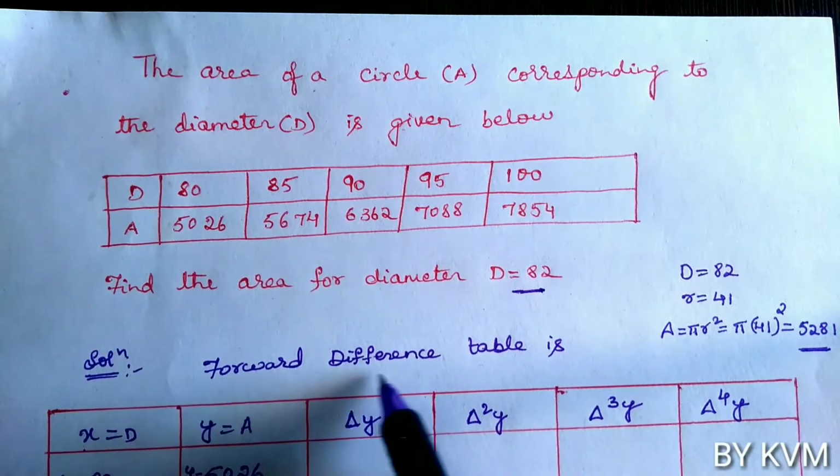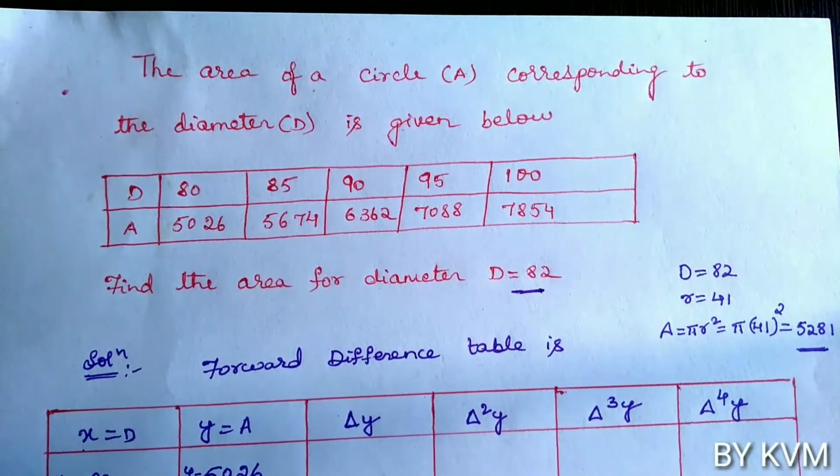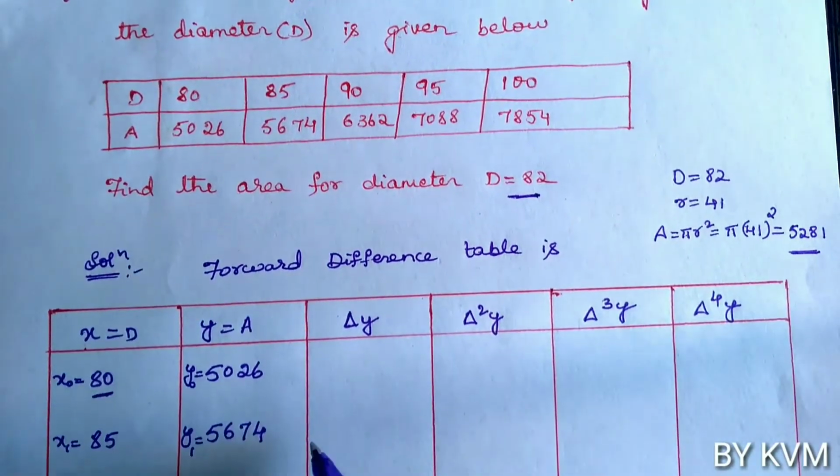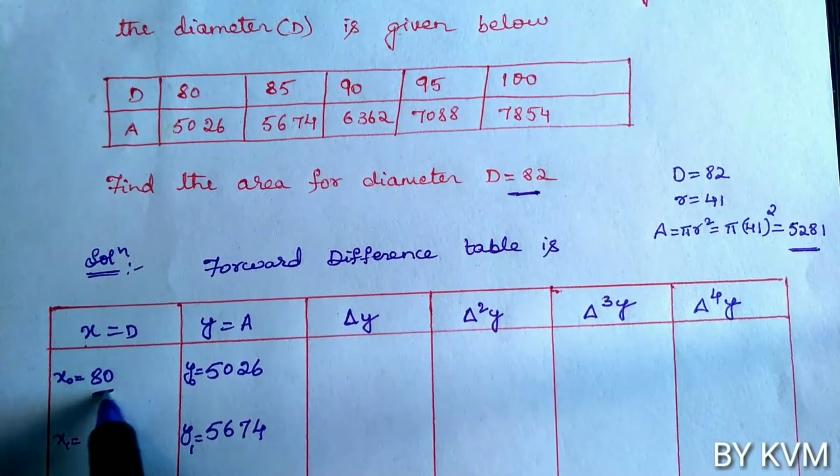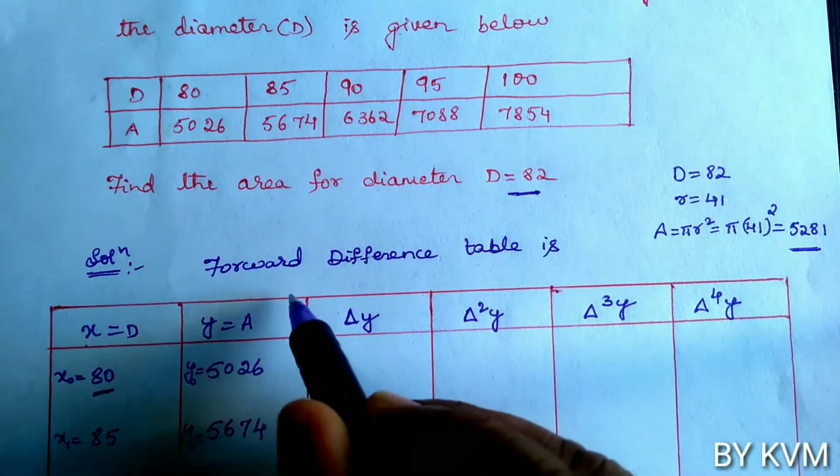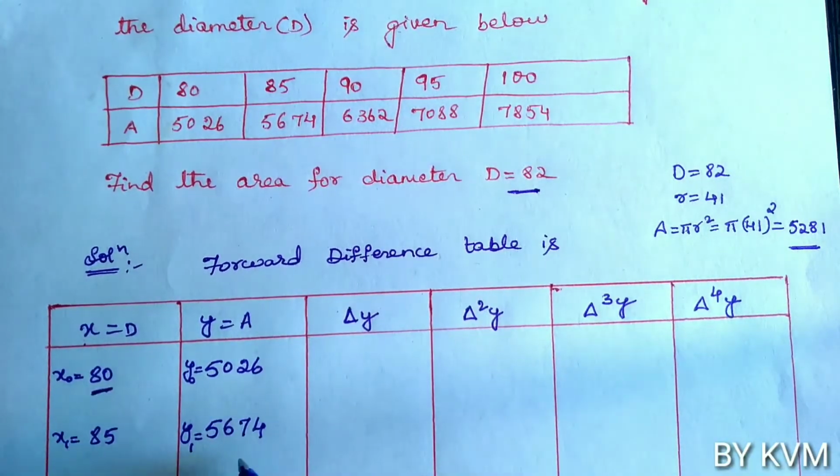So construct the forward difference table. Since 82 is closer to the first value, that is 80, we have to apply Newton's forward interpolation formula. So construct the forward difference table.